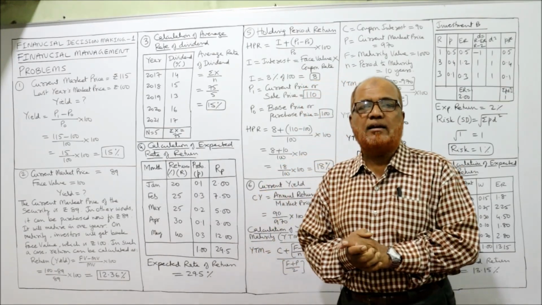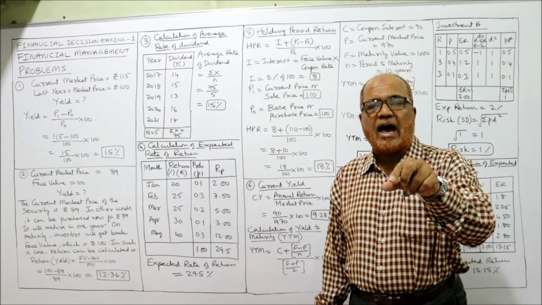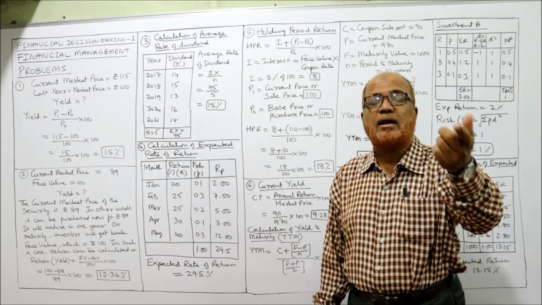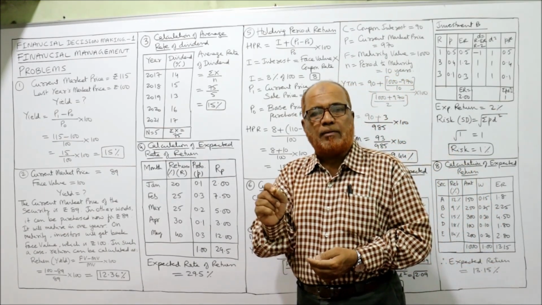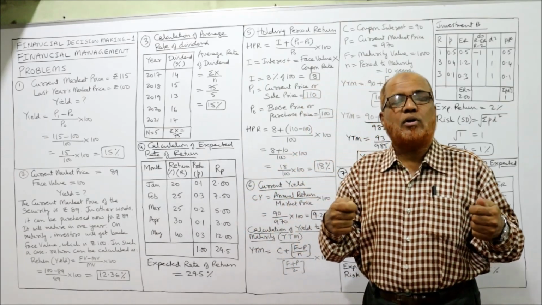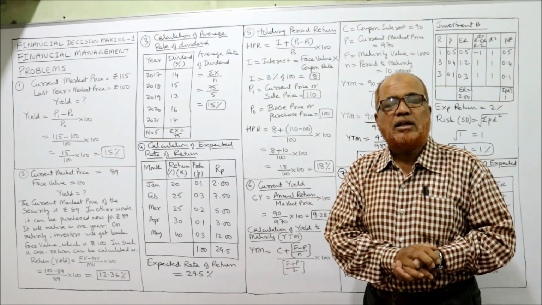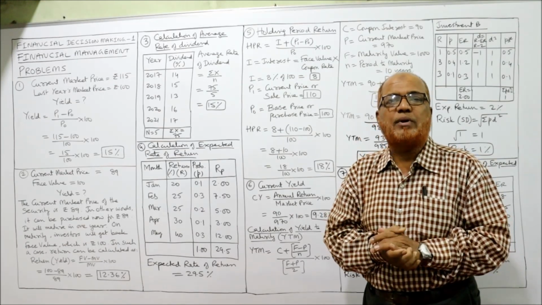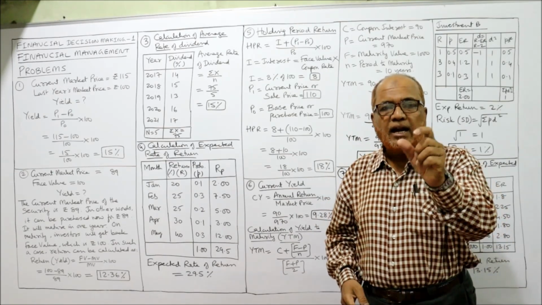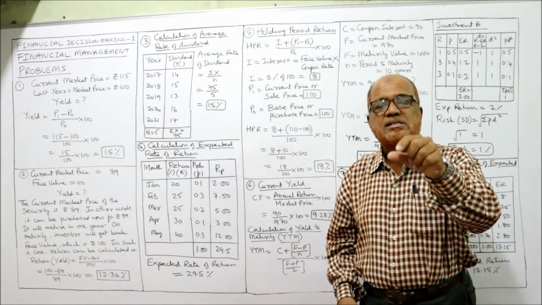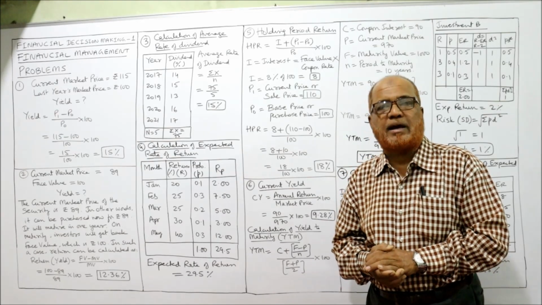What is current yield? The current yield means percentage of annual interest over market price. Remember this. Always keep a notebook and pen beside you. Whenever I say something important, write it down. Then only you will be able to learn, that means you can remember for a long period of time. So current yield means percentage of annual interest over the market price.